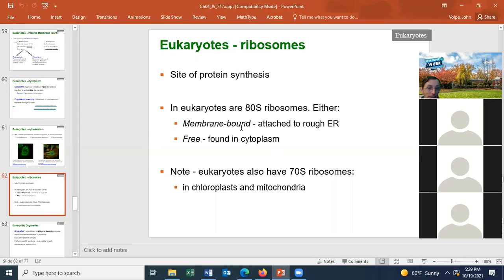Ribosomes can also be free, meaning that they're in the cytoplasm and they can float around in the cytoplasm. Remember, ribosomes are big enough that they're not dissolved in the cytoplasm. Any questions about any of that?